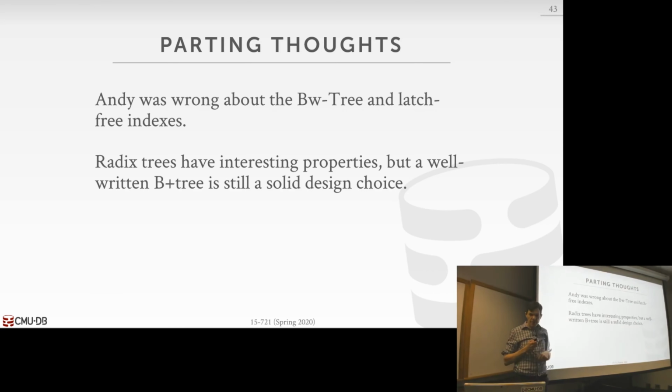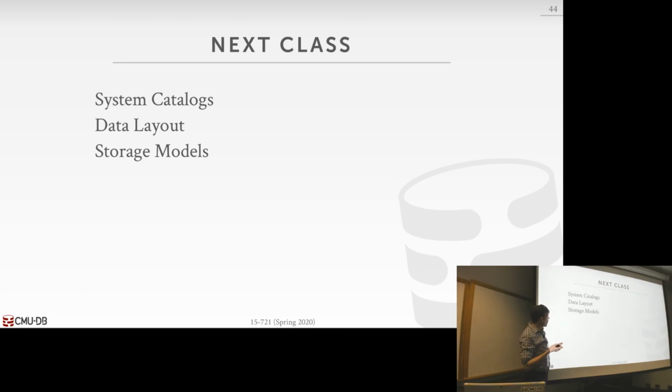OK? All right, so next class, we'll talk about more of a potpourri of other things. So we'll talk about system catalogs, data layout, and then storage models. Now that we know how to at least index some tables and run transactions on them, we'll start building up the storage layer of the system and actually start storing data and keep track of what we're actually storing. OK? And we'll try to update the project webpage with more information about how to complete it, and what the different options are that you could choose for implementation.